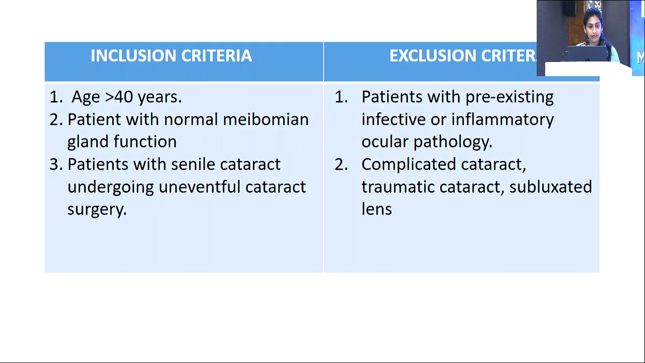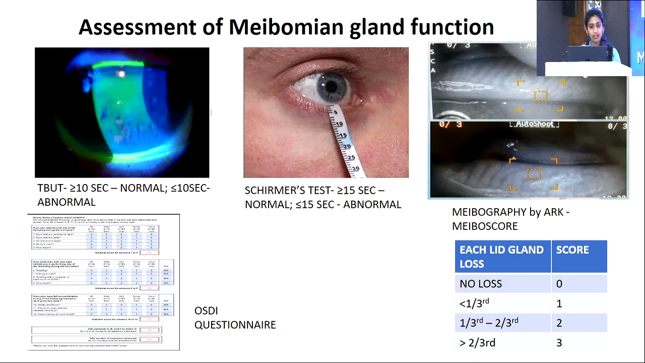Inclusion criteria: we have included age more than 40 years with normal meibomian gland function prior to the surgery, and senile cataract undergoing uneventful cataract surgery. And exclusion criteria: we have excluded pre-existing infective or inflammatory ocular pathology, complicated cataract, traumatic cataract, and subluxated lens.